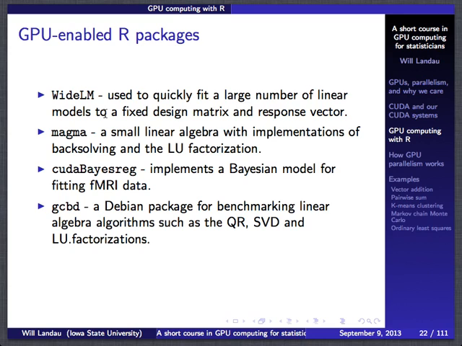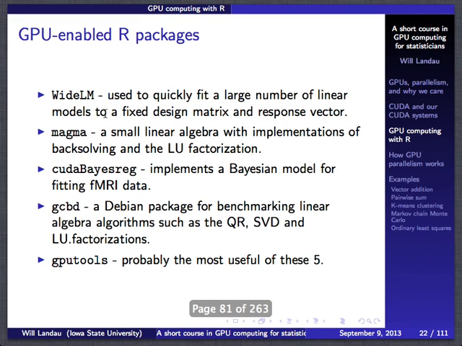There's GCBD, which is for Debian. Unfortunately, some R packages are platform dependent. It's for more matrix algebra. Again, you can do all of this in CUDA C. You don't need one of these R packages for it. And then there's GPU tools, which is a machine learning package, which is probably more useful than these. So GPU tools has some machine learning, some matrix algebra.